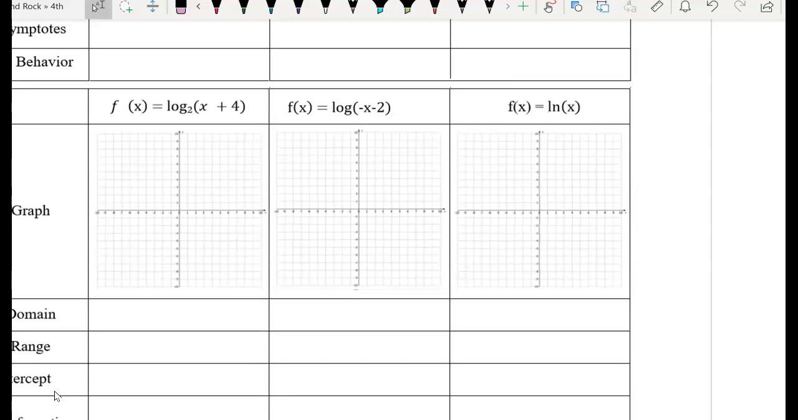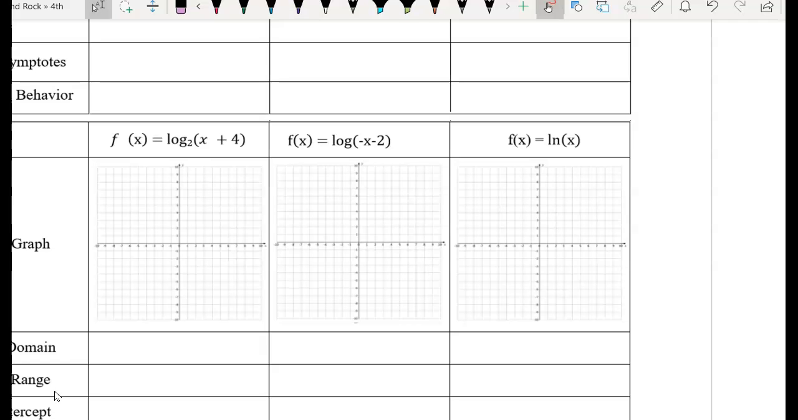And also notice the last one is ln of x, or natural log of x. Does anyone know what another way we could represent that? Log base e of x. That's what natural log is. Log base e of x.